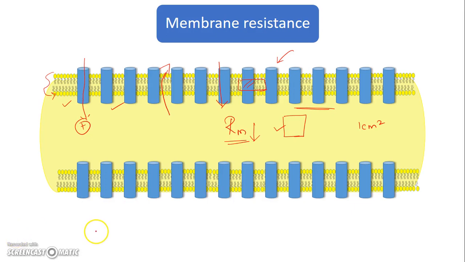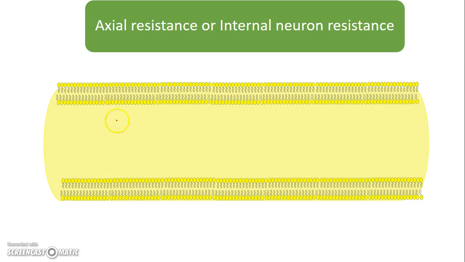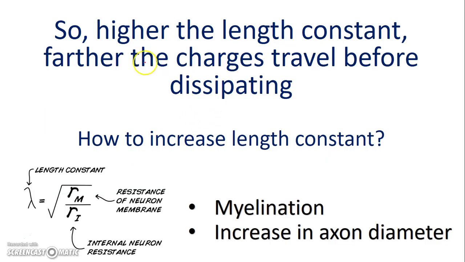The second property of the neuron which determines the length constant is the axial resistance, or the internal neuron resistance. It is the resistance offered by the axoplasm for the movement of ions. So these are the two properties, the membrane resistance and the internal neuron resistance, which determine the length constant. And we know that the higher the length constant, the farther the charges travel before dissipating. So how do we improve the length constant? By changing the membrane resistance and the internal neuron resistance.